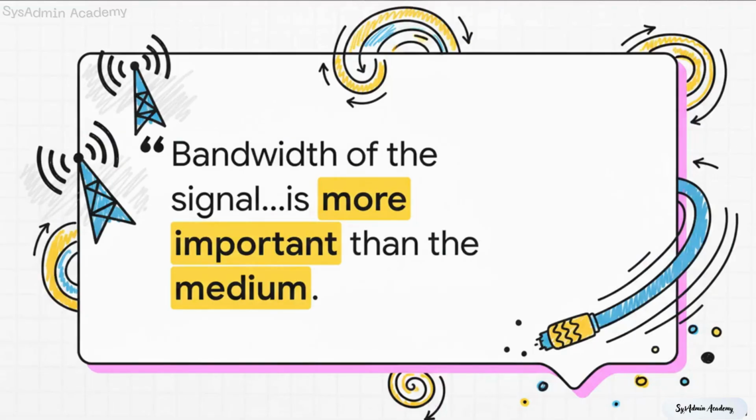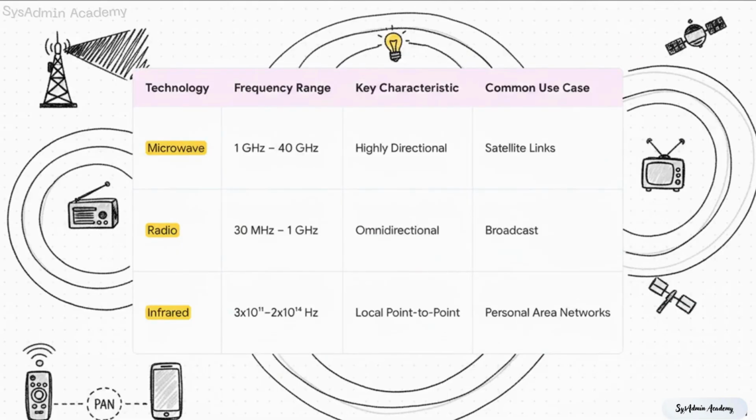And this is a really fundamental shift in thinking. With a cable, you worry about the physical medium itself. But with unguided media, it's all about the antenna that's sending the signal and the characteristics of the wave itself. The whole game changes from managing a wire to managing a signal that's out in the open. This table breaks it down perfectly.